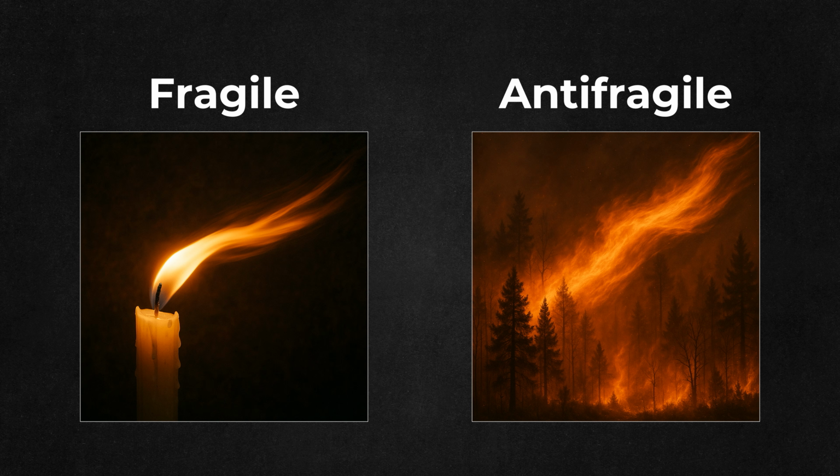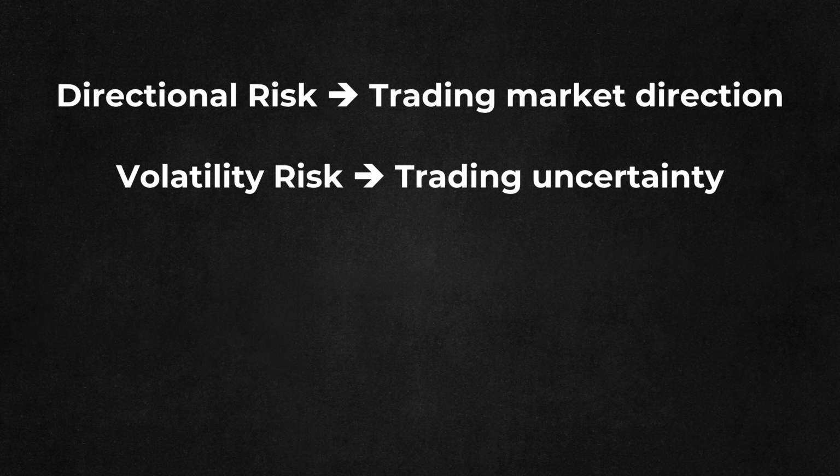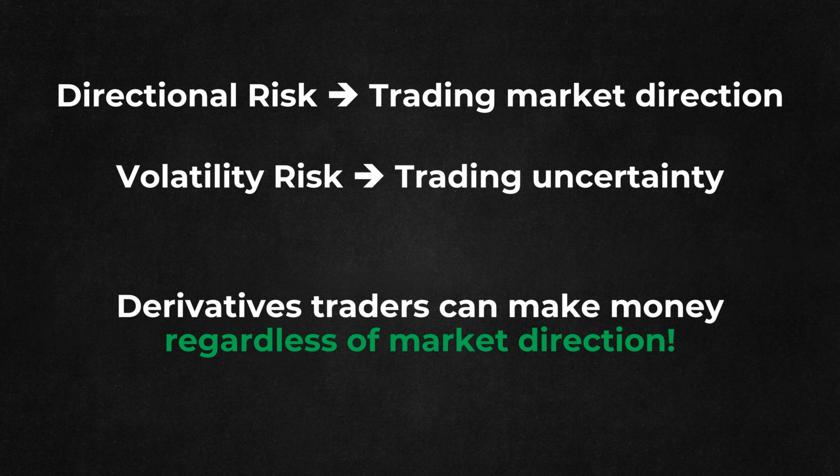Retail traders are used to trading the direction of price. This is called directional risk, and it's one of the greatest challenges in the financial market. It's the good old buy low and sell high paradigm. Anti-fragile strategies step away from the problem, and instead of trading market direction, they trade market volatility, which is a much easier problem to deal with. It just requires some mathematical knowledge. That allows derivatives traders to profit regardless of market direction.